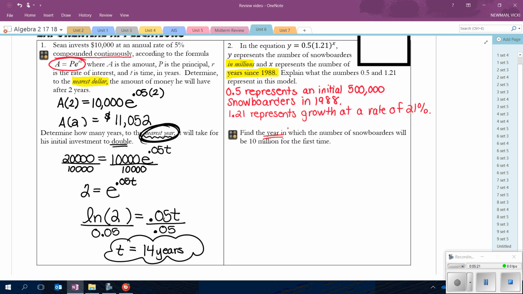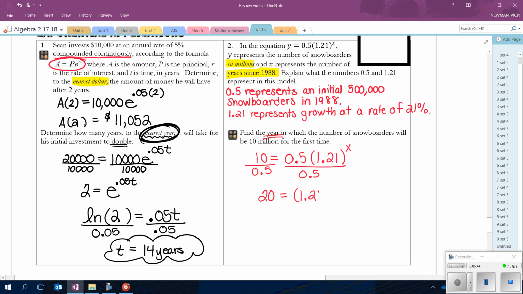Find the year, so the date, like 2025, in which the number of snowboarders will be 10 million for the first time. Because this is in millions, I'm just putting a 10 on the left. 10 equals 0.5 times 1.21 to the x. So step 1, divide by 0.5. Get the weird thing alone, right? So that would be 20 on the left, equals 1.21 to the x. Undo the weird thing, so change to log. Log base 1.21 of 20 is equal to the exponent.